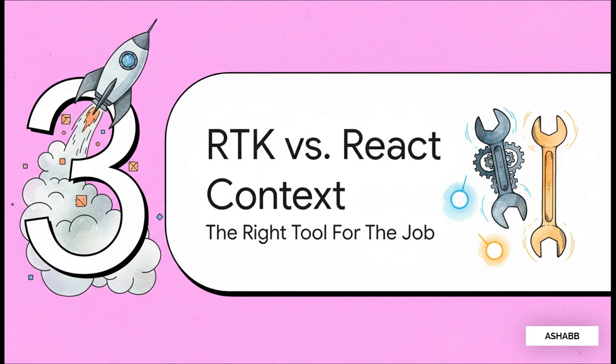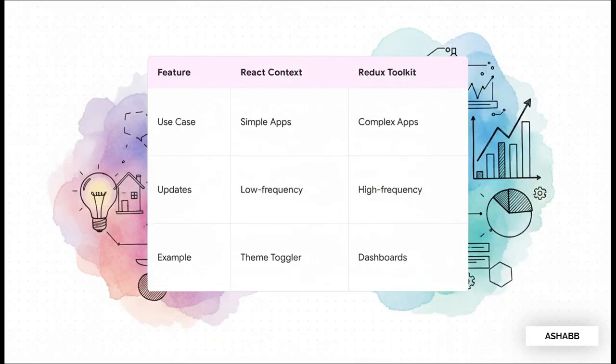Now that you see how easy RTK is, a really important question comes up. Do you actually need it for every single project? And the answer is, no, probably not. It's a super powerful tool, but you gotta know when to pull it out of the toolbox versus using a simpler built-in solution like React Context. So what's the rule of thumb? Well, you should probably use React Context for simple state that doesn't update very often, like a dark mode theme toggler, or user authentication status.